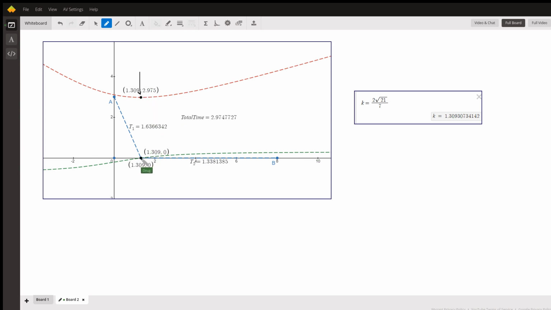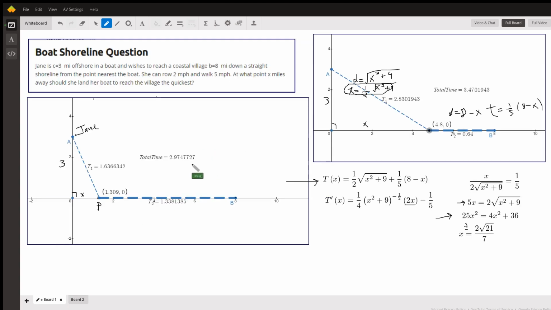And you can see that there's the y value. The time that it takes her to row and then to walk, if we move to this point, is 2.97 minutes. Any other value of x, including this one, gives a greater value than that.